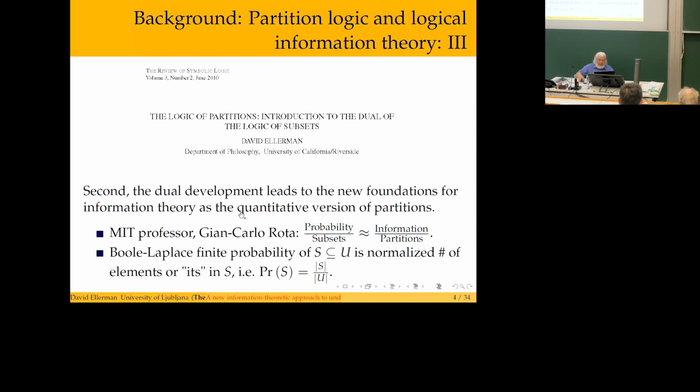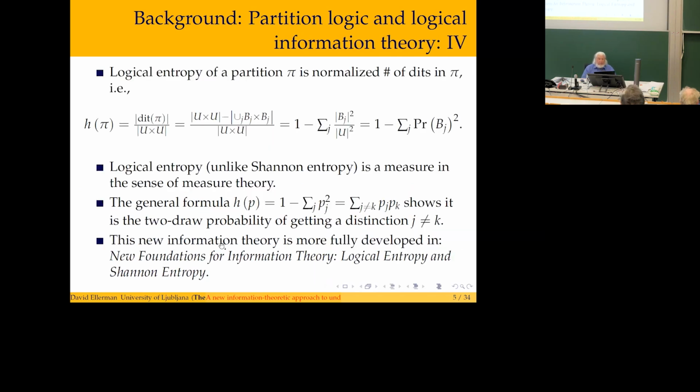And that's perfectly correct. The basic notion of probability, the Boole-Laplace simple finite probability theory, is that the probability of a subset is just the cardinality of the subset normalized. And we just saw how elements and dits are this duality. So you know already what the definition of information, which I call logical entropy, is: the normalized number of distinctions of a partition. You take the number of distinctions and normalize it by dividing by U cross U, and you do a little calculation, and you get that it can be specified as 1 minus the sum of the squared probabilities of the different blocks in the partition.